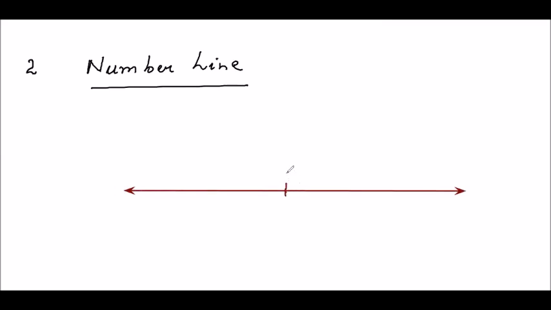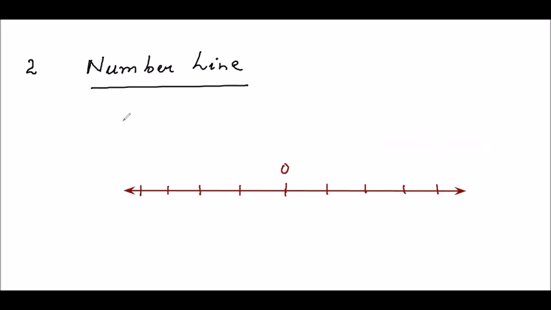For example, I start from here at 0, then 1, 2, 3, 4. In the same way, -1, -2, -3, -4. Suppose all of these parts are equal. Now from left to right, these numbers are positive, and from right to left, these numbers are negative.